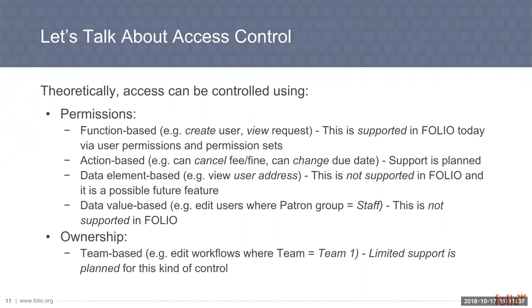And then finally, data value-based permissions. For example, the ability to create a permission around the value of a data element. So let's say the ability to edit users where patron group equals staff. We don't support this in Folio, and we don't currently have any plans to do so.